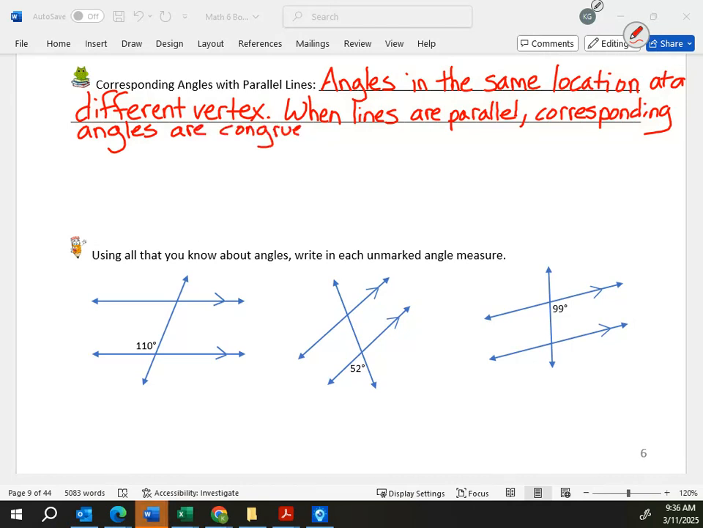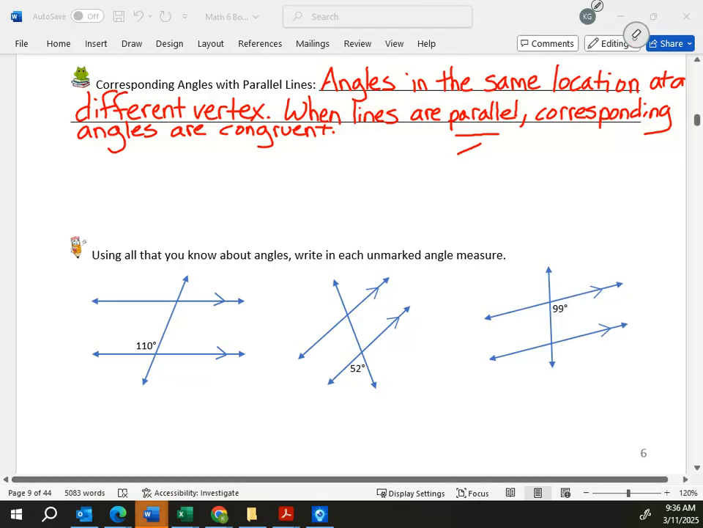So again, let's break down those vocab words. What is the vertex? Lila? The place where both lines of the angle meet. So that's our vertex. What does it mean to be parallel? James? Not that they're not touching, because I could have a line like this and a line like that. They don't touch. But they will touch if I continue them on.